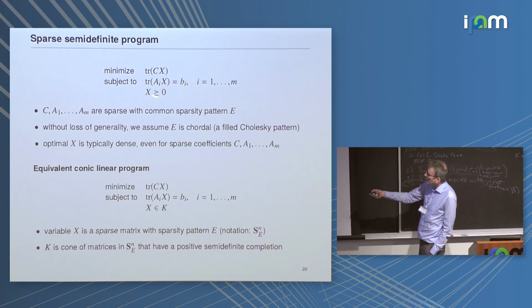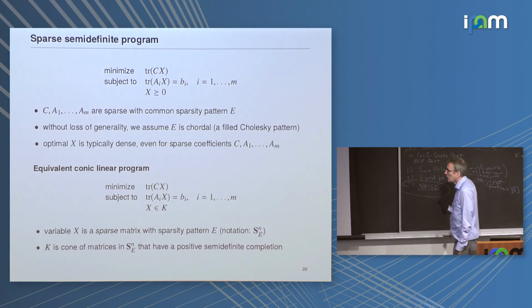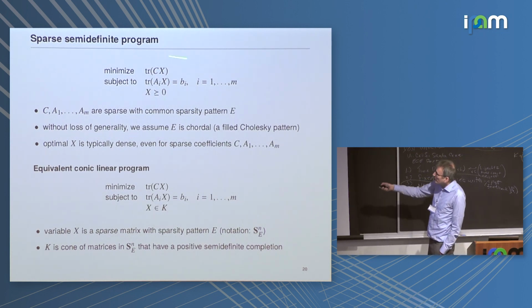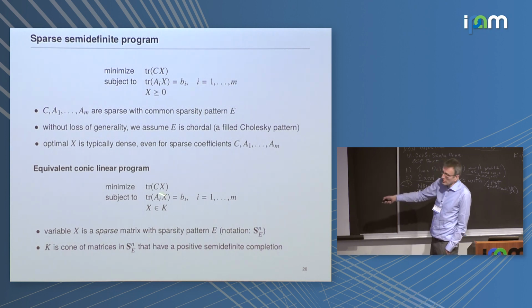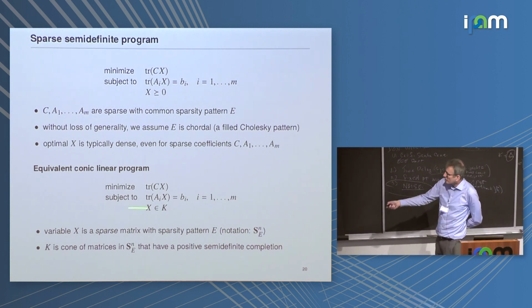So you can look at this problem equivalently like this. Instead of optimizing over a full matrix X, you optimize over sparse matrices X. The cone is not a cone of positive semidefinite matrices, but a cone of matrices that have a positive semidefinite completion. To some extent, it's just notational, but mentally there is a big difference between the two problems. Here, it looks extremely large scale because you have an n by n dense matrix of variables. Here, you have a sparse matrix of variables. So this looks much more doable than the original problem.